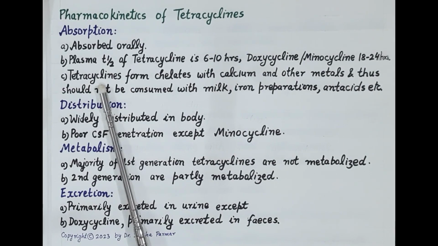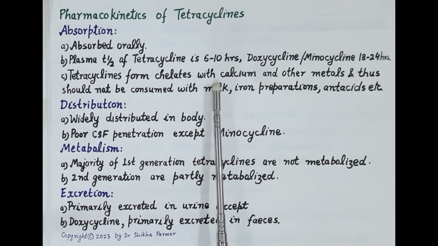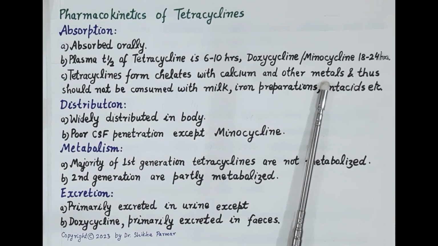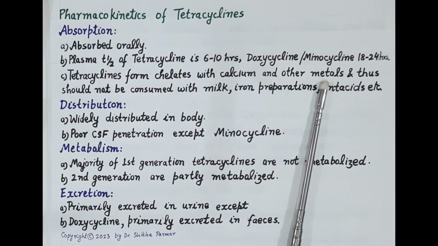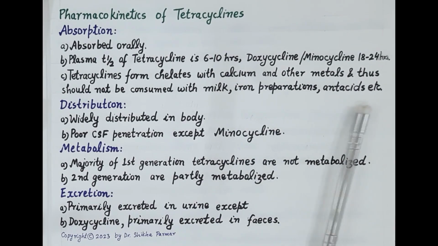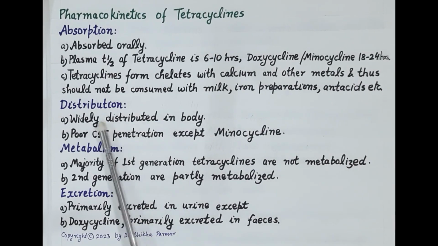They form chelates with calcium and other metals, for example, iron and magnesium, and the formation of these chelates prevents absorption of tetracyclines. So, tetracyclines should not be consumed with milk, iron preparations, antacids, etc. Then distribution. Tetracyclines are widely distributed in the body.